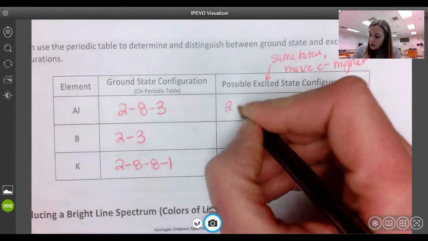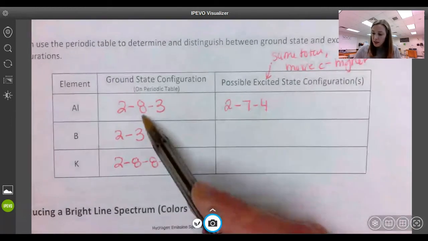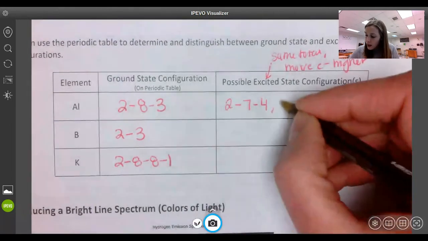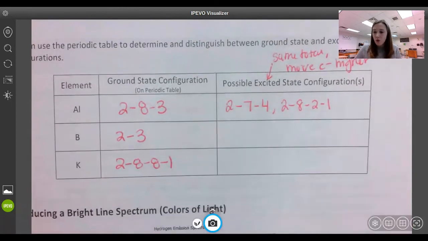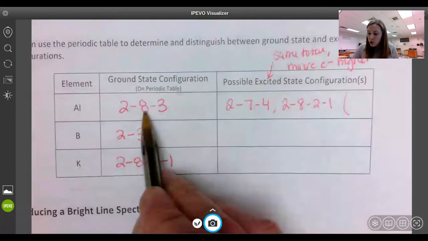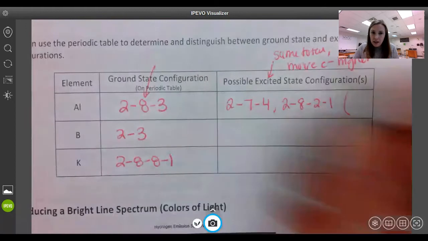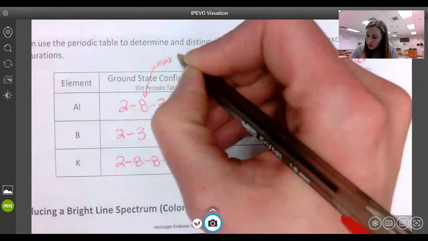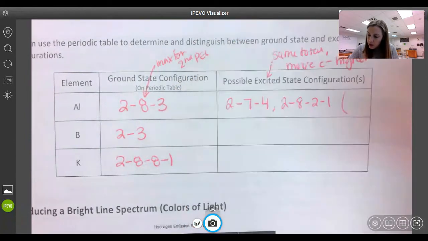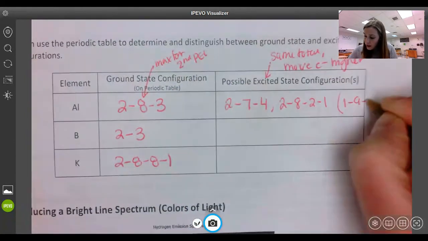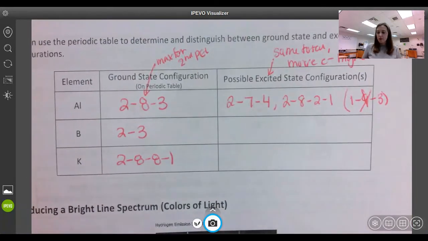So one good one might be a 2, 7, 4 configuration. I've just moved one from the second up to the third. Or maybe I'll have 2, 8, 2, 1. I've moved one from the third up to the fourth. Now, the one thing you can't do is overfill the second energy level. This is the maximum number that the second energy level can hold for the second PEL. So I can't do 1, 9, 3. Right? That wouldn't work. So just be careful with that second energy level.